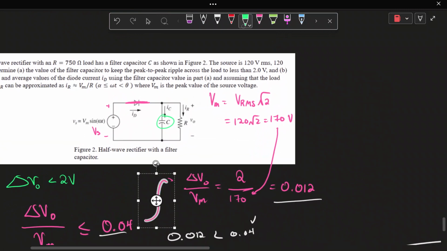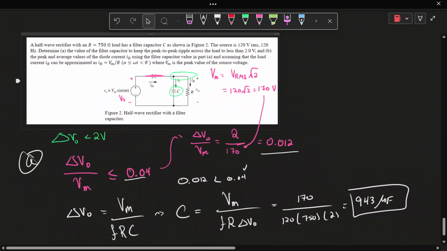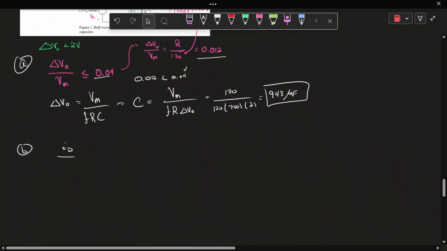Now, ID might be a little weird, mostly because you have a resistance and a capacitance. You have two separate currents, right? You have IC and IR. Now, what do we know about IC and what do we know about IR? Well, in the question here, it actually says IR can be approximated to be Vm over R. So IR is equal to Vm over R.